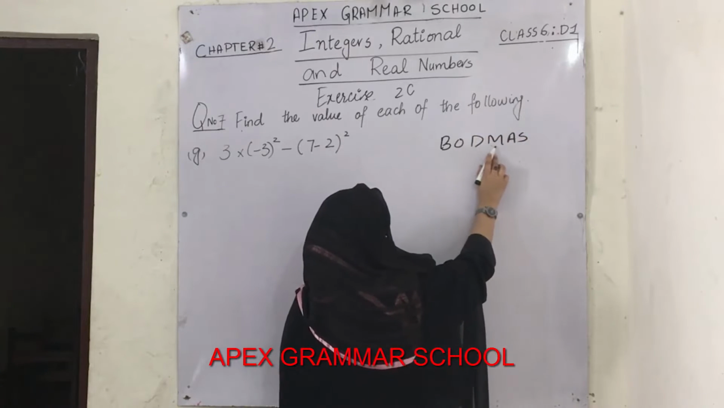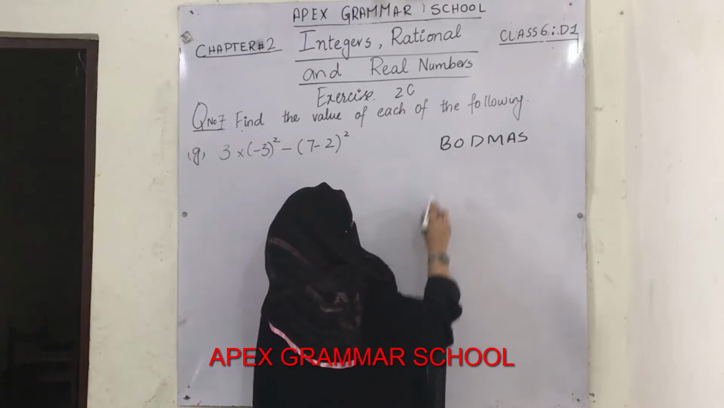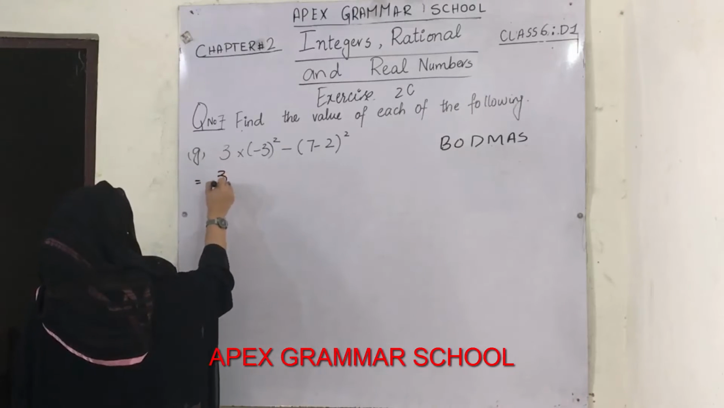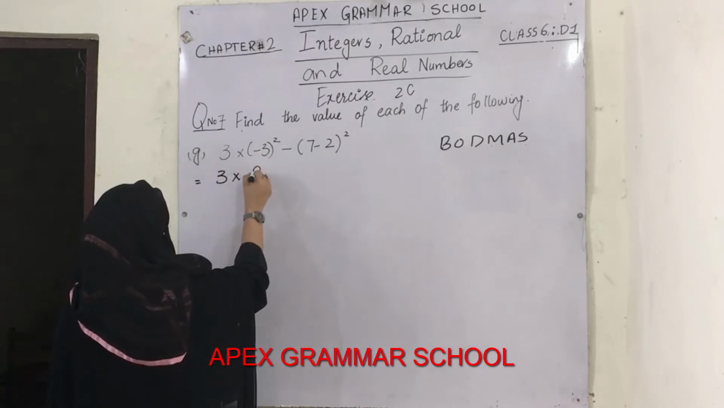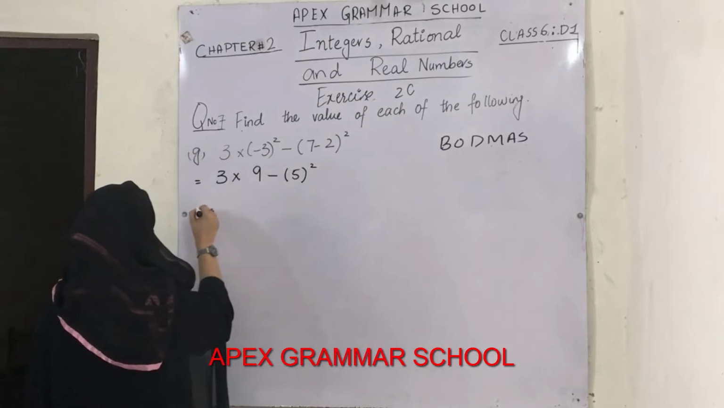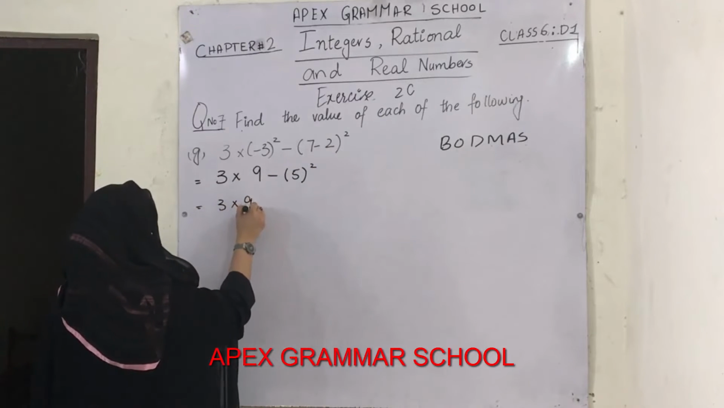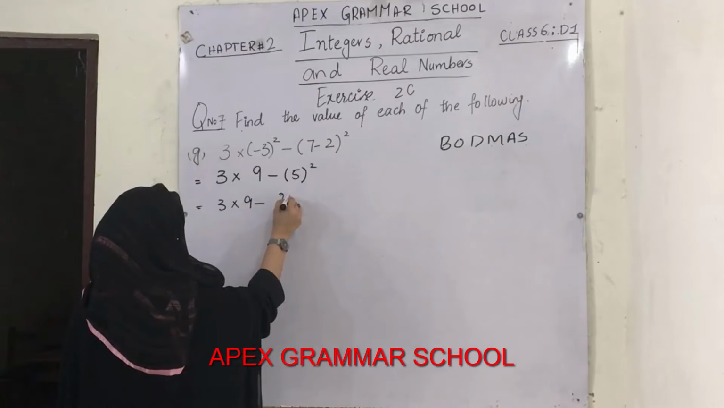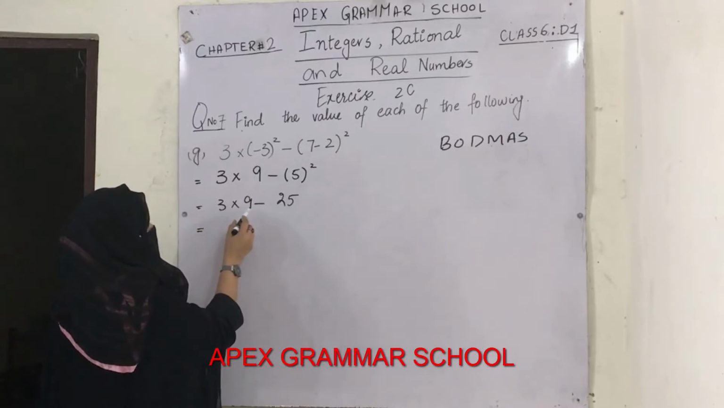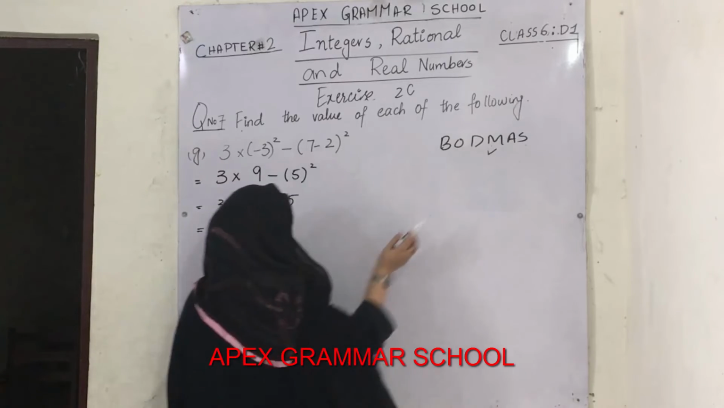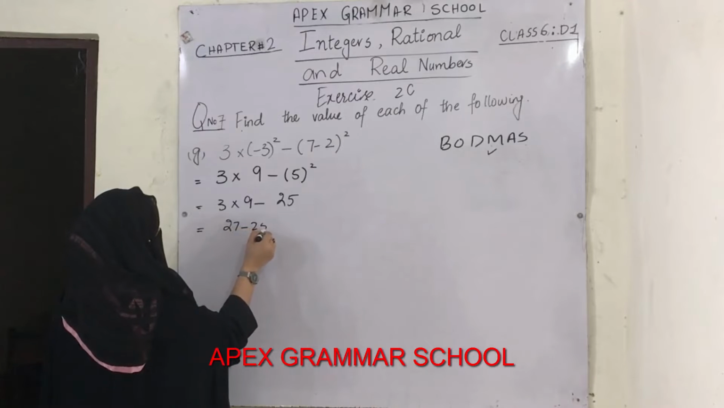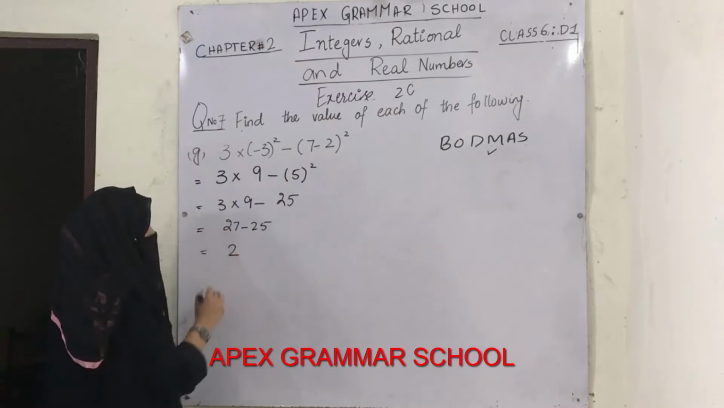Bracket of, division, multiplication, addition and subtraction. Of means we have to solve that part first, which I am going to apply here. 3 into minus 3 square is plus 9, minus 7 minus 2 is 5 square. 3 into 9 minus 5 square is 25. First you can see I have solved my brackets and then the powers. Because the next operation is multiplication, 3 nines are 27. 27 minus 5 is 22, which is your final answer.